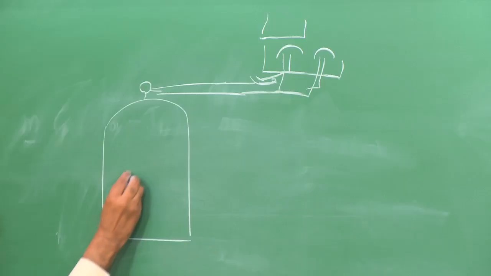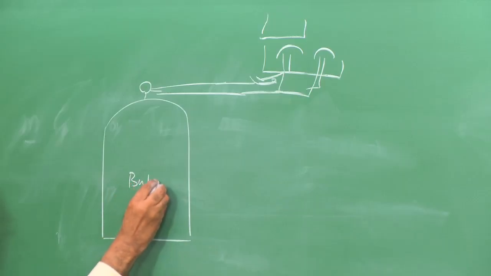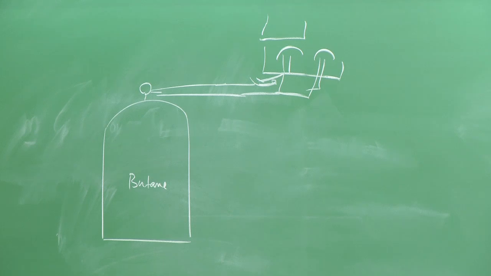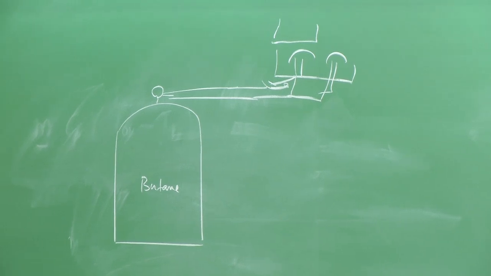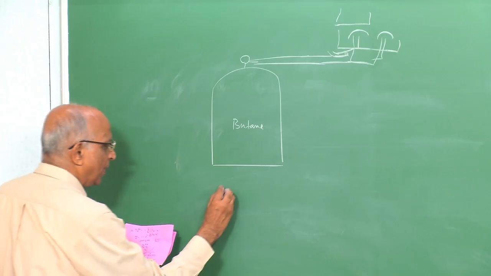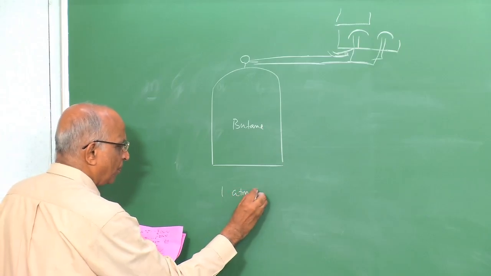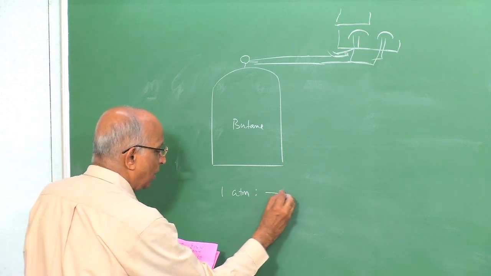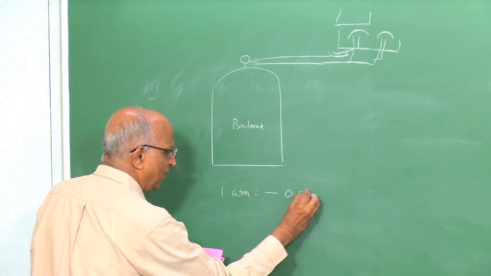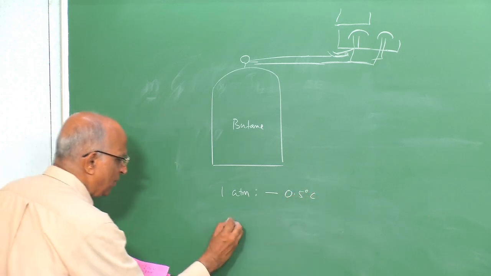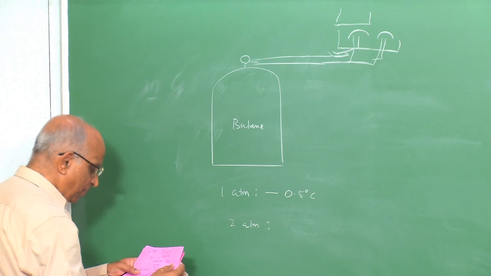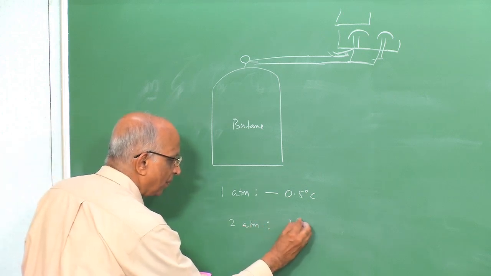Therefore, in this cylinder I have butane. Let me take you through some properties so that we can put the problem a little more clearly. At one atmosphere pressure, butane boils at a temperature of minus 0.5 degrees centigrade. If the pressure is 2 atmospheres, butane boils at a temperature of 10 degrees centigrade.